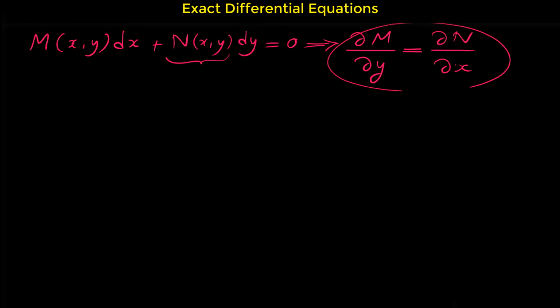So if derivative of M with respect to y equals the partial derivative of N with respect to x, then we say the differential equation is exact differential equation. And again, note that we take derivative of the coefficient of dx with respect to y, but we take derivative of the coefficient of dy with respect to x. And if these two are equal to each other, then we say the differential equation is exact differential equation.